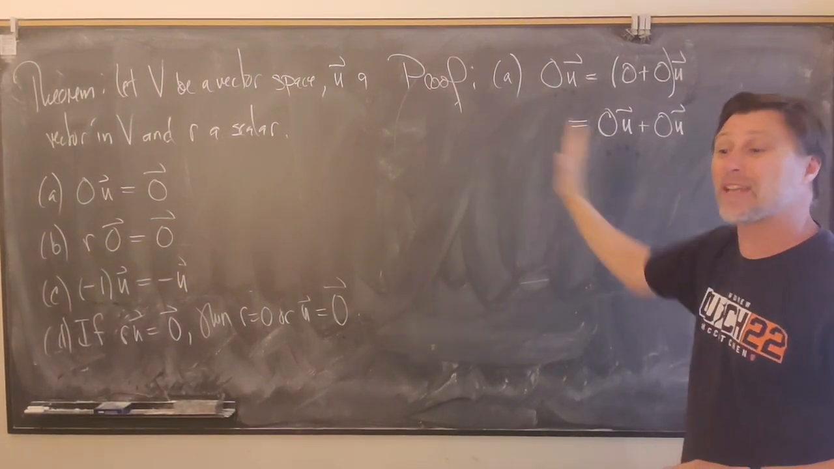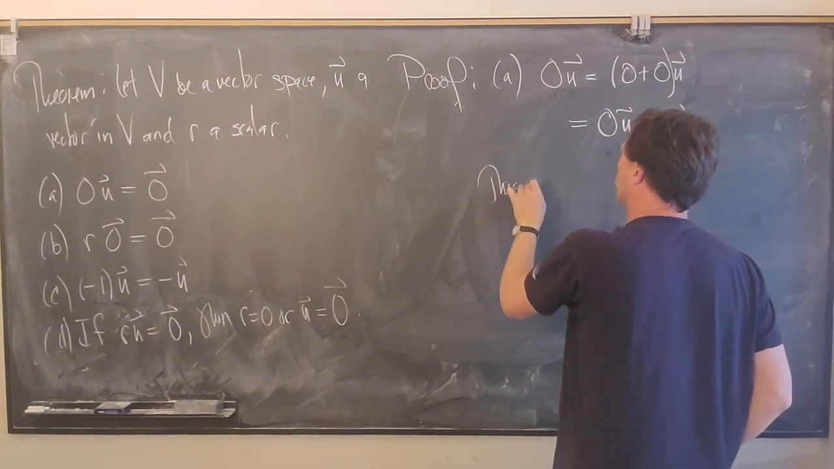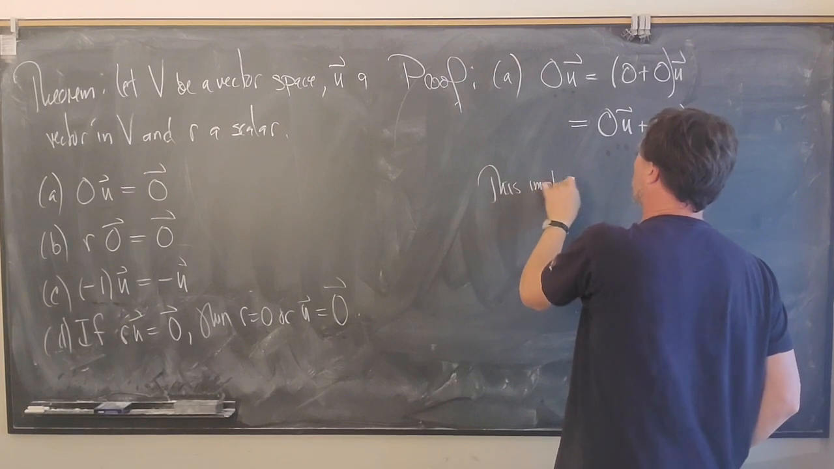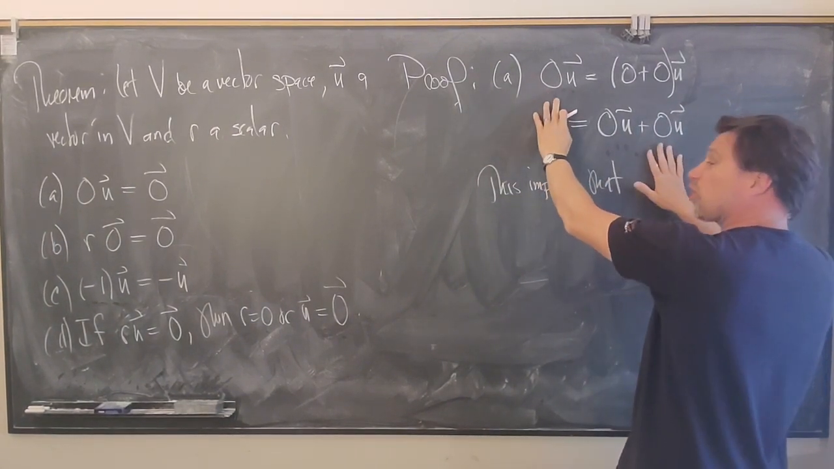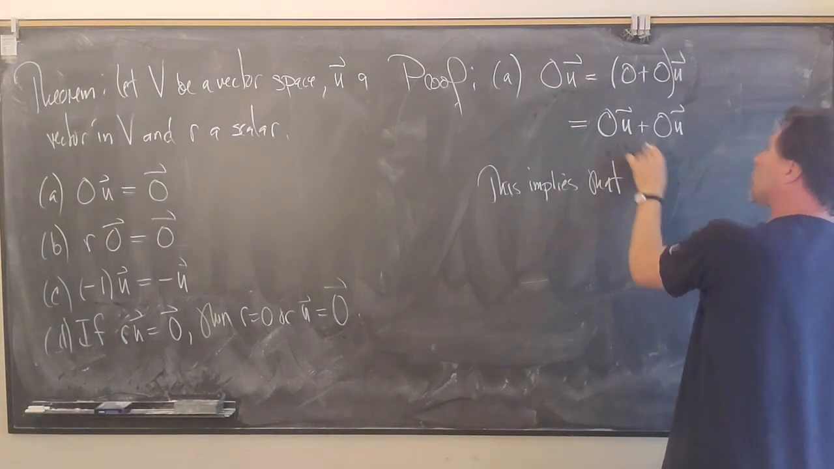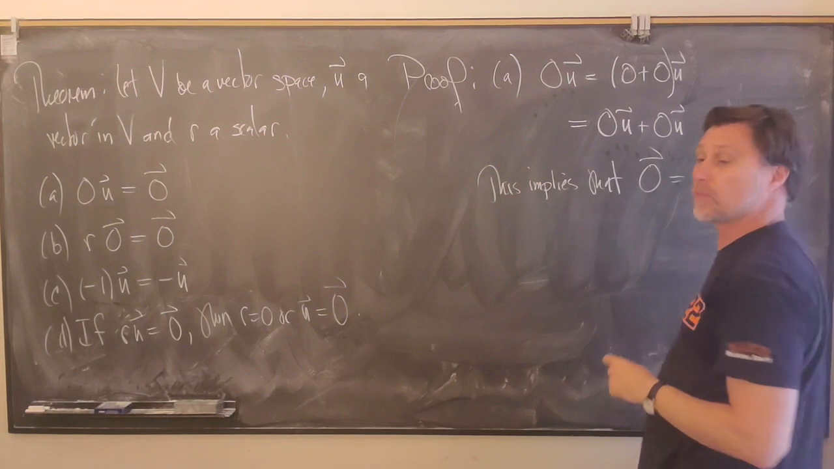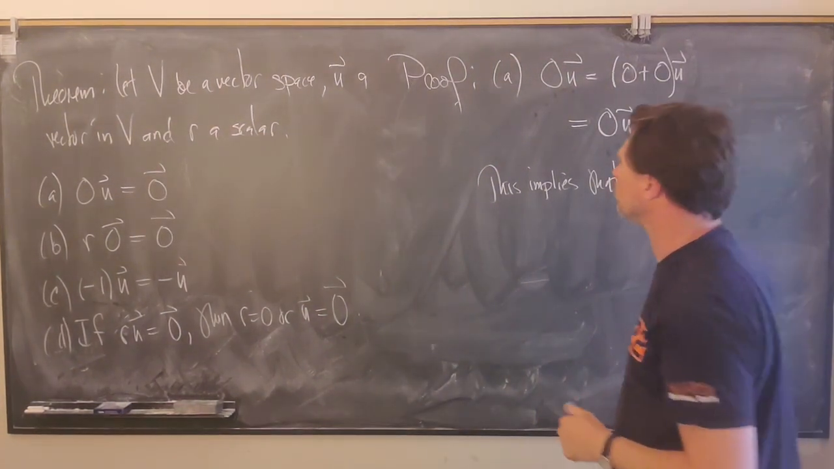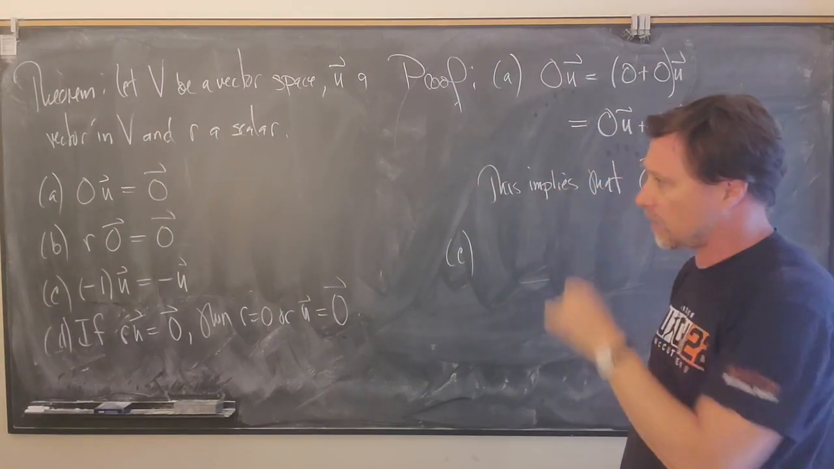I can subtract 0u from both sides. So if I subtract 0u from both sides, what I get is 0 on the left-hand side equals 0u on the right-hand side. Right? And that's what we want to prove. Let's also do part C, and then I'll leave B and D as exercises.